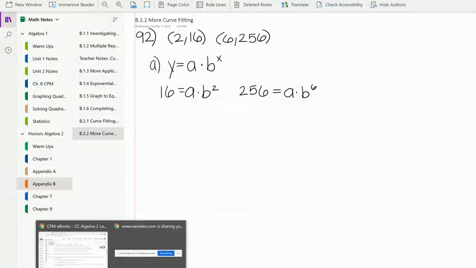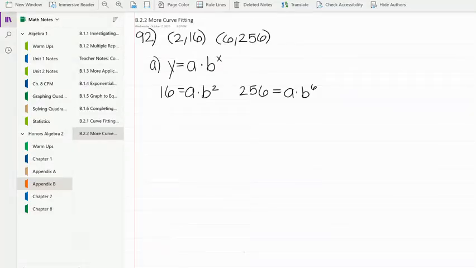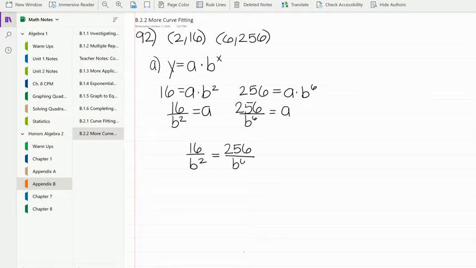So we're going to go ahead and solve for a. To do that, I'm going to divide by b squared, so I get 16 divided by b squared equals a, and then I have 256 divided by b to the 6th equals a. Now, since they're both equal to a, we can set them equal to each other. So you get 16 over b squared equals 256 over b to the 6th. And then we can do some cross multiplication, so you would have 16 b to the 6th equals 256 b squared.